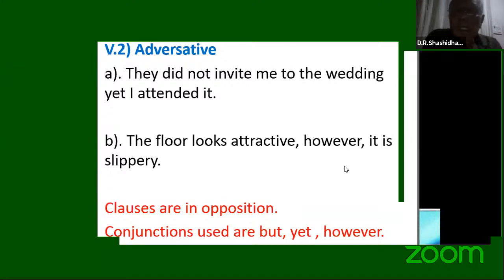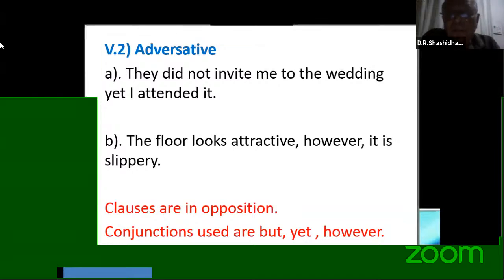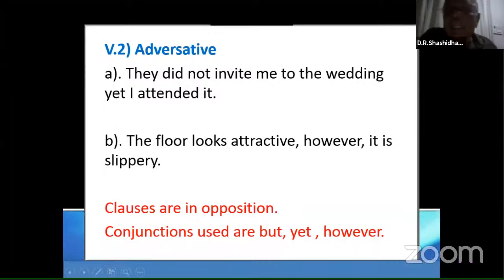Yeah. This is called adversative. They did not invite me to the wedding, yet I attended it. Second sentence: the floor looks attractive, however, it is slippery. You know, in this category, clauses are in opposition. They did not invite me to the wedding; I attended it. This is opposed to the first clause, but joined together by means of the conjunction yet. And in the second example, the floor looks very attractive, and the second sentence, it is slippery, is opposed to the quality of the first sentence. These types of compound sentences are called adversative compound sentences.